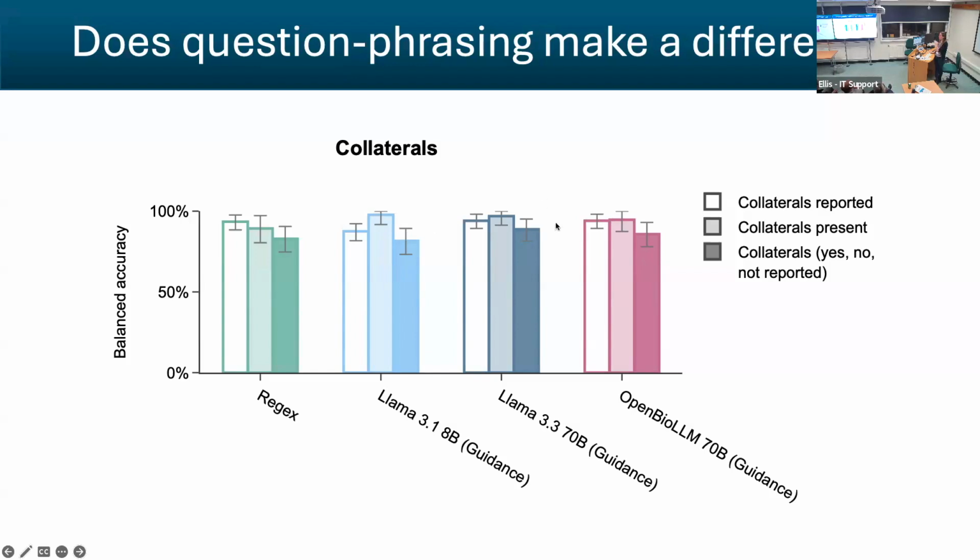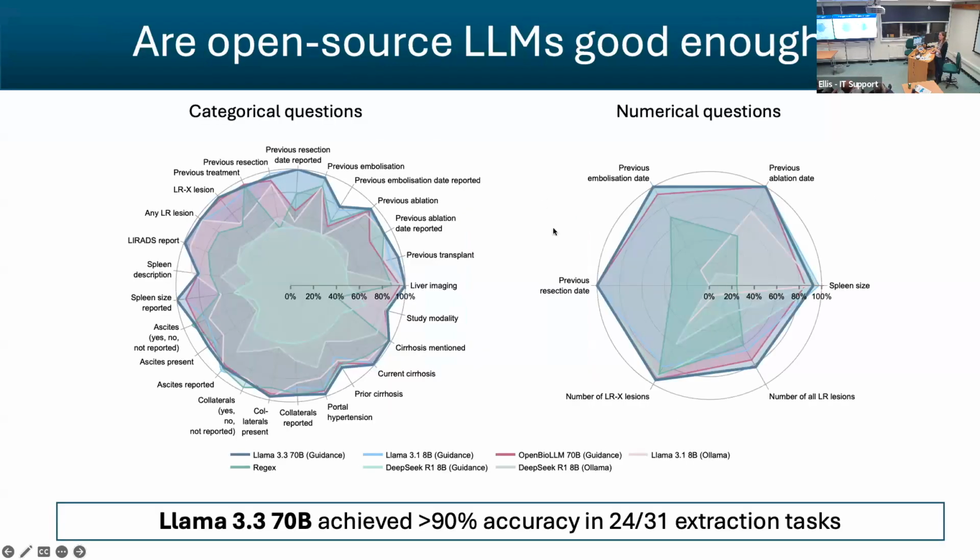Okay, so overall, comparing all of the models, this is showing you all of the data from all of the experiments that we've run. So it's a bit of a busy slide. But what I want you to focus on is how close they are to the outside of the circle. The outside of the circle is accuracy of 100%. And that's shown for categorical questions, like yes or no, or numerical questions, like how many liver lesions are there. And this model here in blue, that's the bigger Llama model, Llama 70B, and that achieved over 90% accuracy for 24 of our tasks.